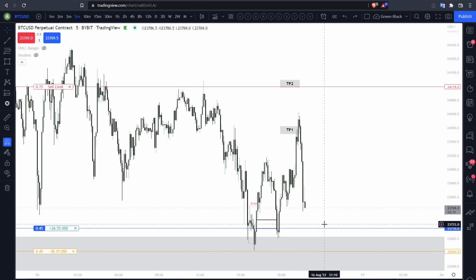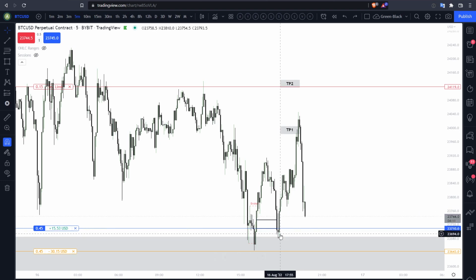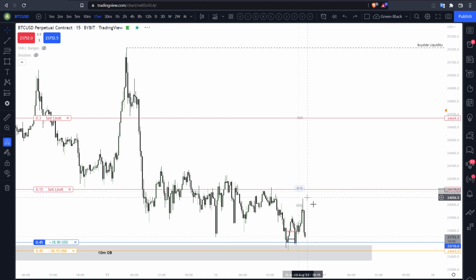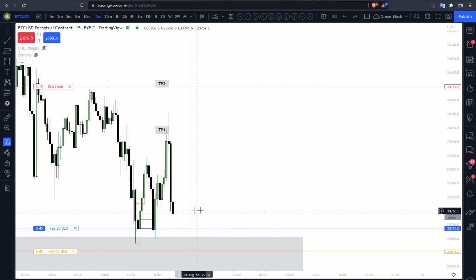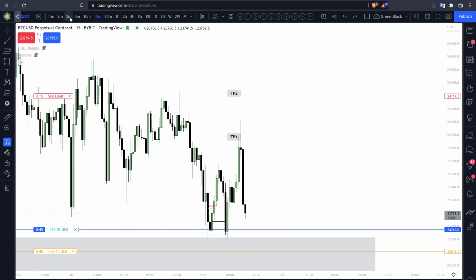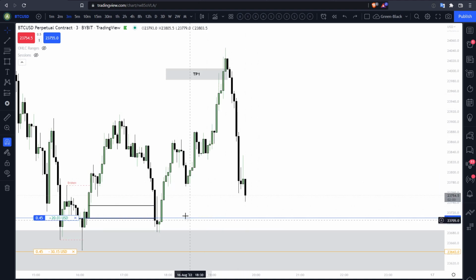The possibility is that the price is coming back to revisit this newly formed order block, either on 5 minutes or let's see if we have some other lower time frame order blocks. So it could be this one.